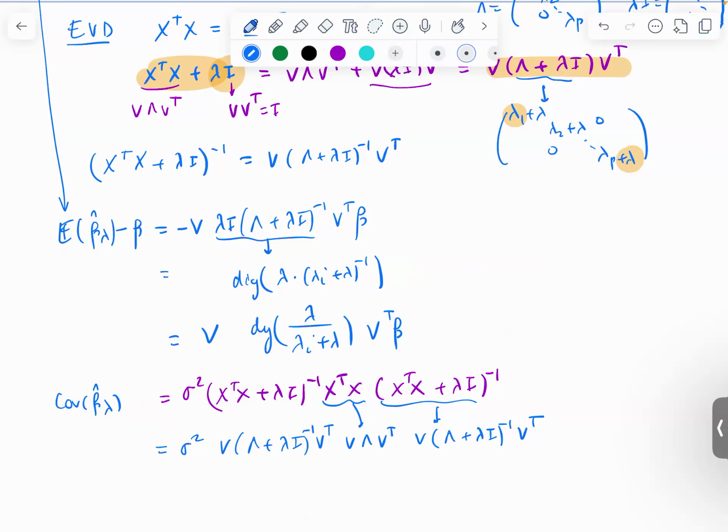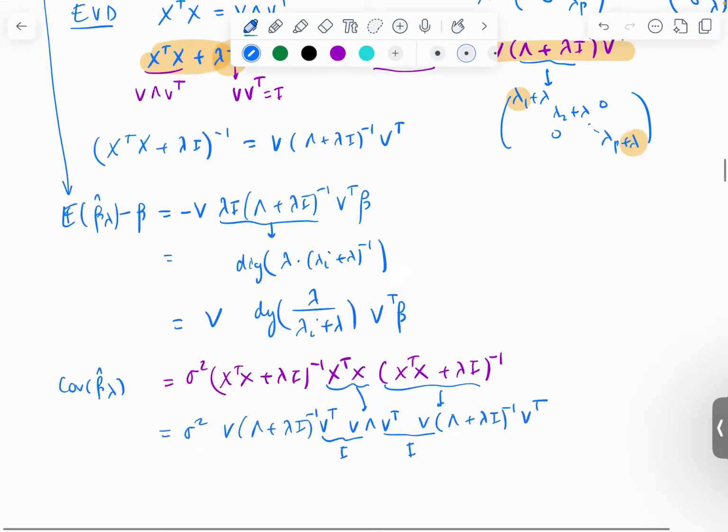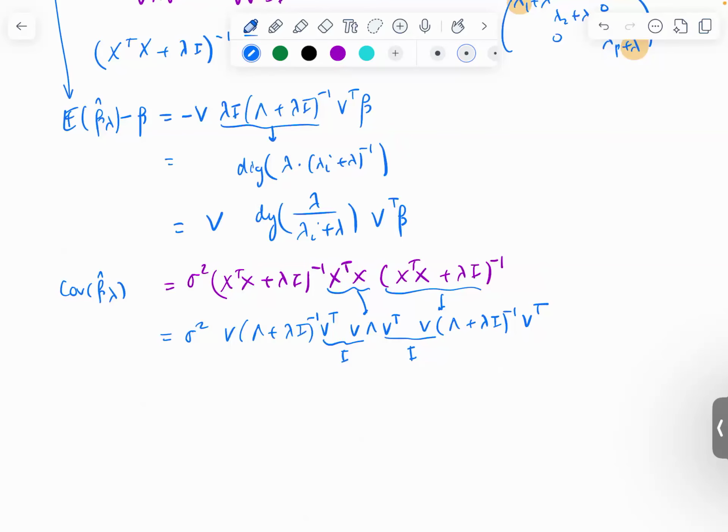Okay, and then some simplifications happen. V transpose V is identity. This is identity. And so you can see just a giant diagonal matrix in between. So you get lambda plus lambda I inverse, lambda, lambda plus lambda I inverse, V transpose. Okay, and this is a diagonal matrix. Can anyone tell me what the general diagonal element is?